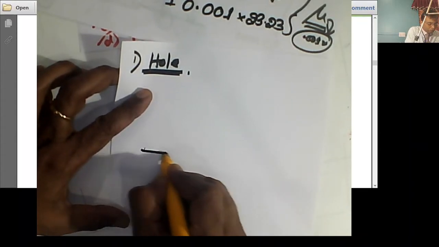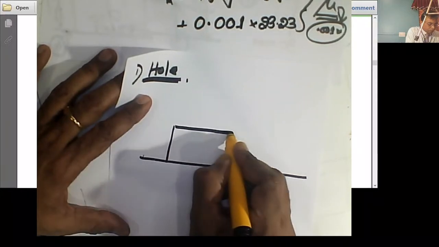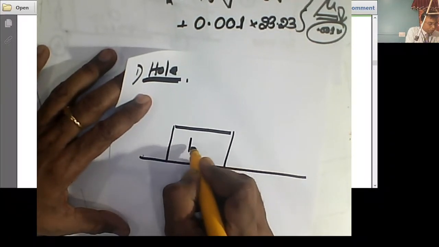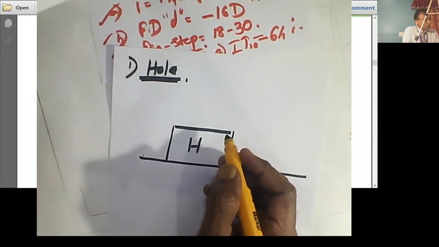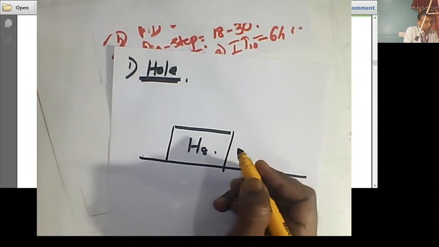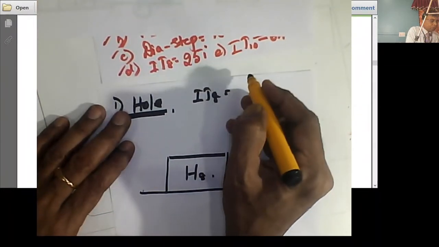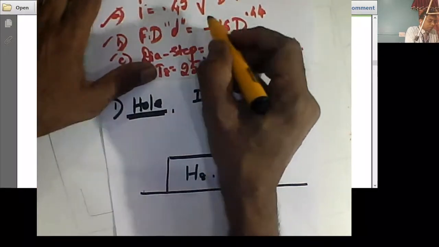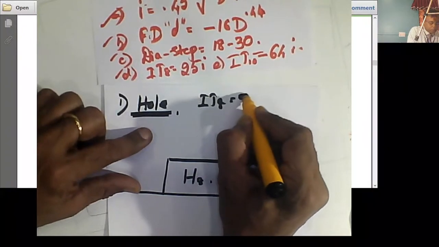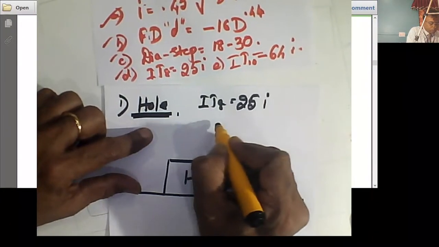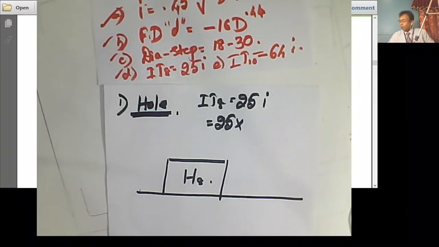Next, continue the problem. Once you know these two steps, straight away the two values of the hole are found out. Okay, let me see. This is given, this is given. The problem says IT8, and IT8 is already given as 25i. That is equal to 25 into the i value.